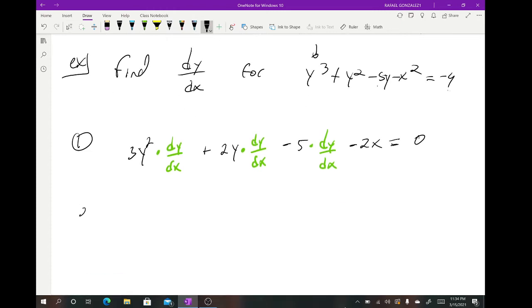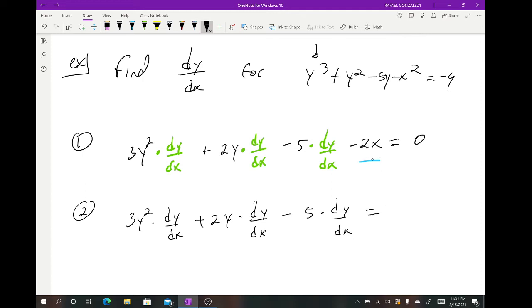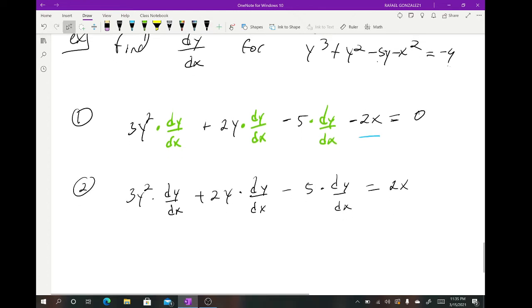So that's step 1. Now step 2 was to collect all of the terms with dy dx on the left side and everything else that doesn't have dy dx, move it to the right side. So here the only term that doesn't have dy dx is that -2x. So we're going to move it to the right side. I'm just going to bring everything else down: 3y squared times dy dx plus 2y times dy dx minus 5 times dy dx equals, and then just add 2x on both sides. The 2x on the left side are going to cancel, and then on the right side you're going to have plus 2x. So that's step 2.